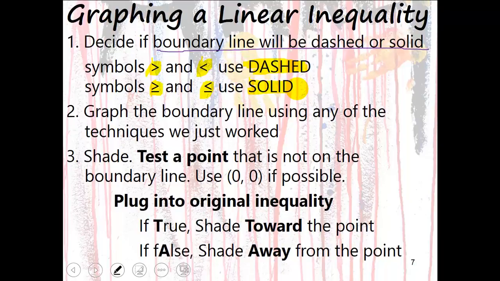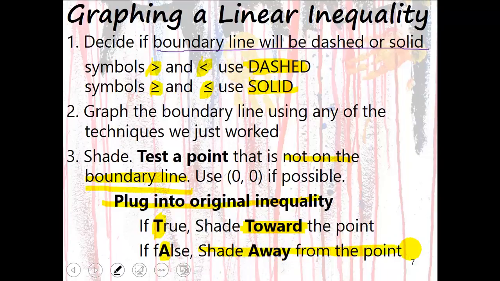You're going to test a point. Always test a point that's not on the boundary line. If you can, use (0, 0). Once you test it by plugging it into the original inequality, if the inequality is true, then shade toward the point. If the point produces a false inequality, then shade away from the point.